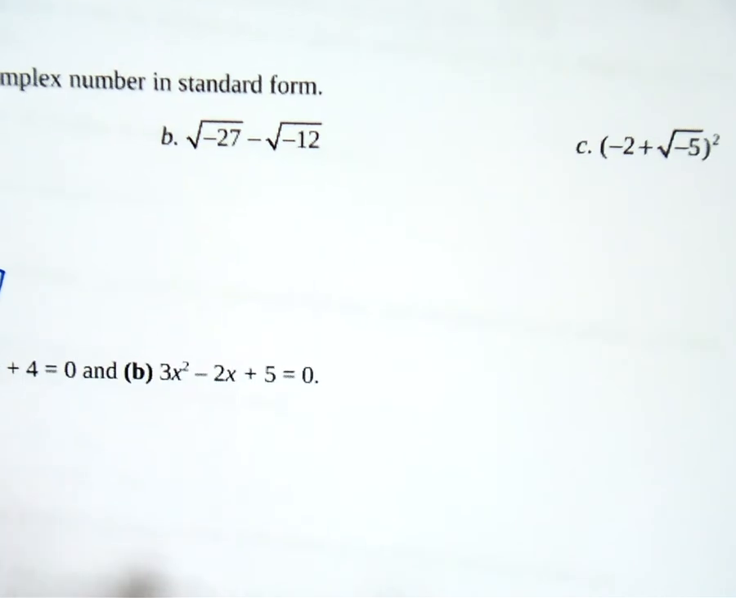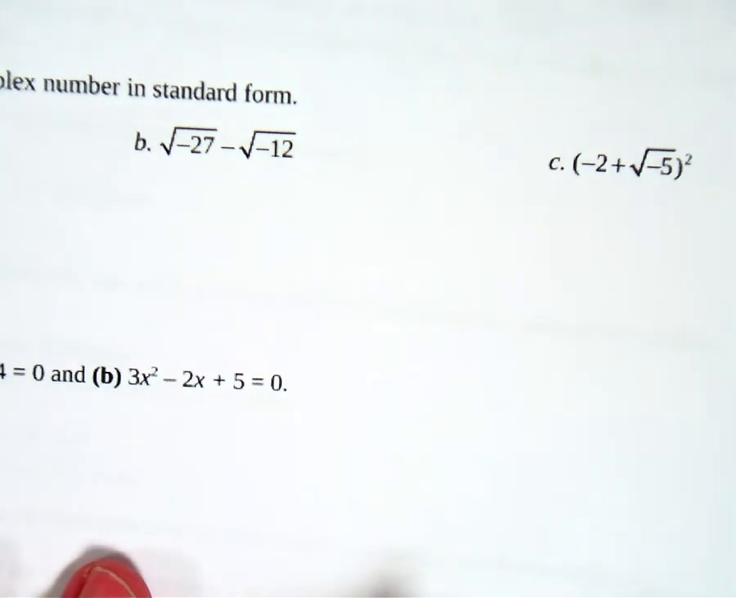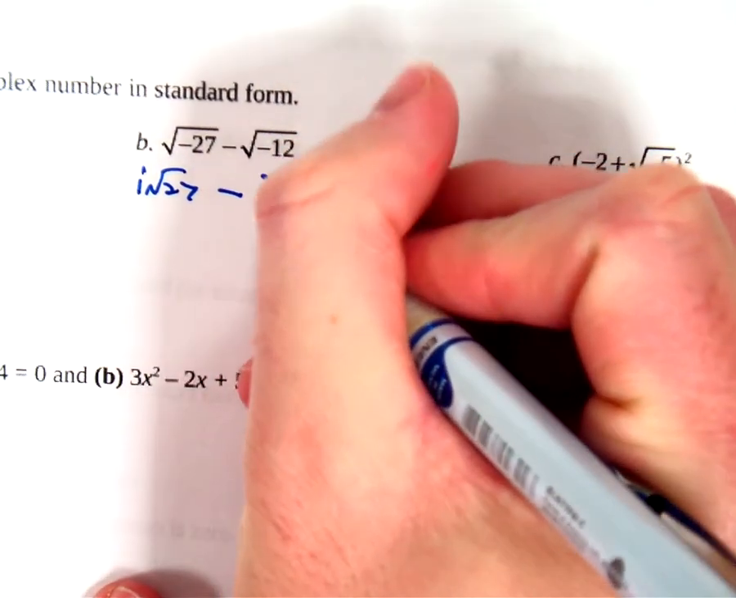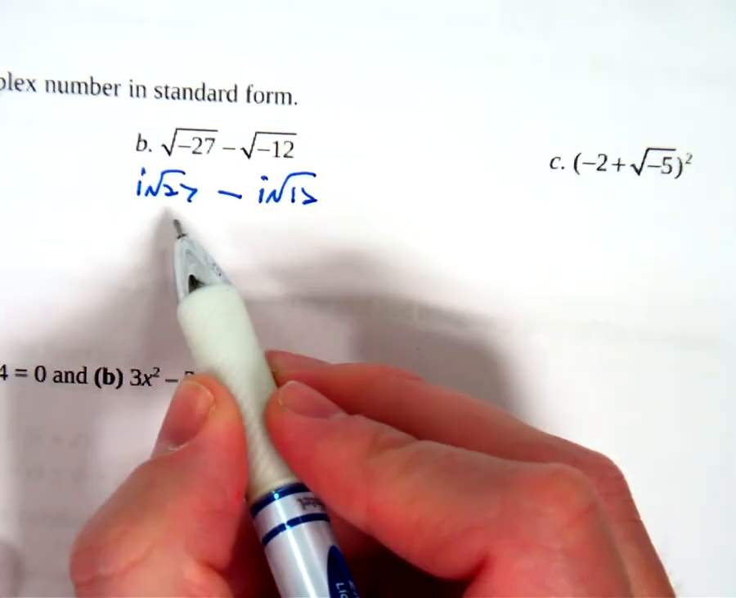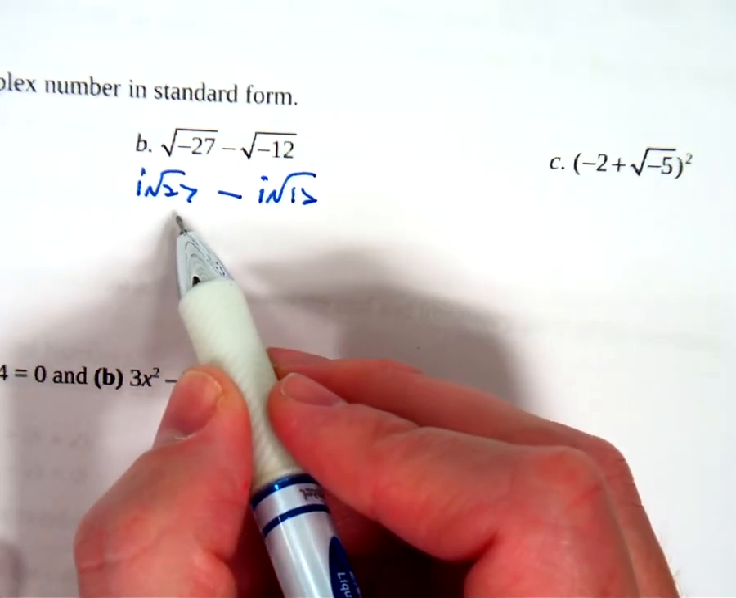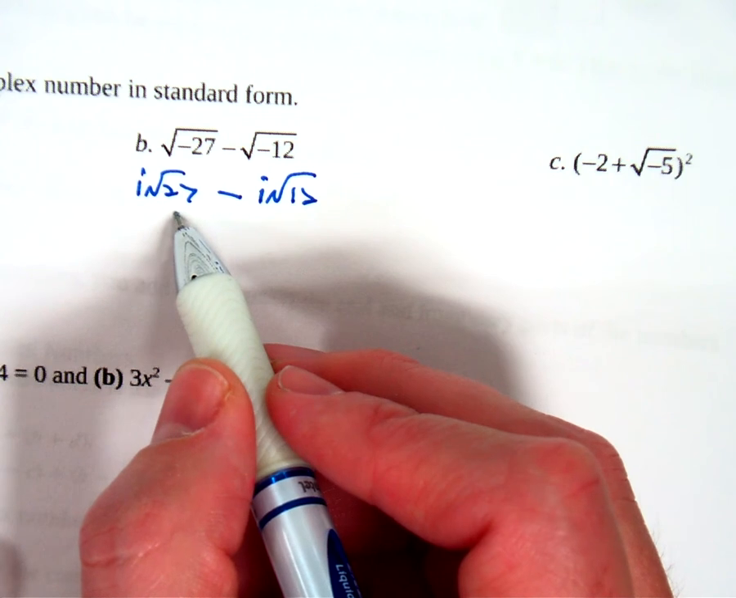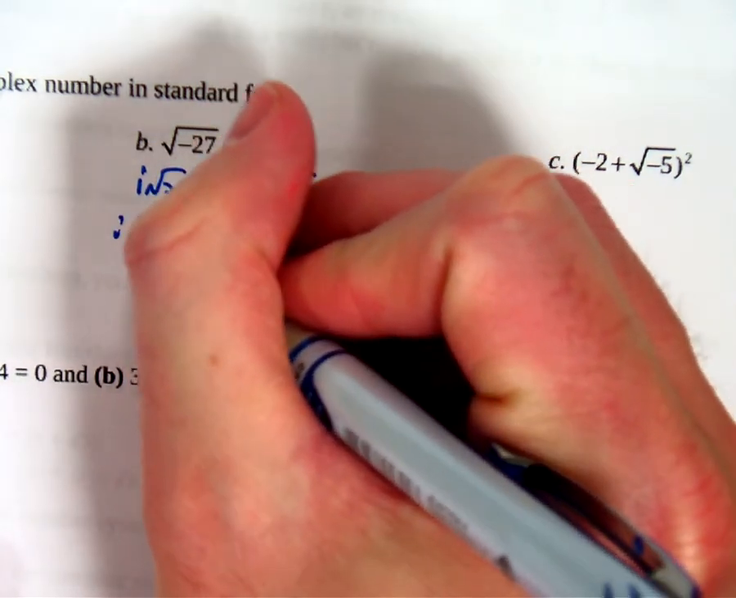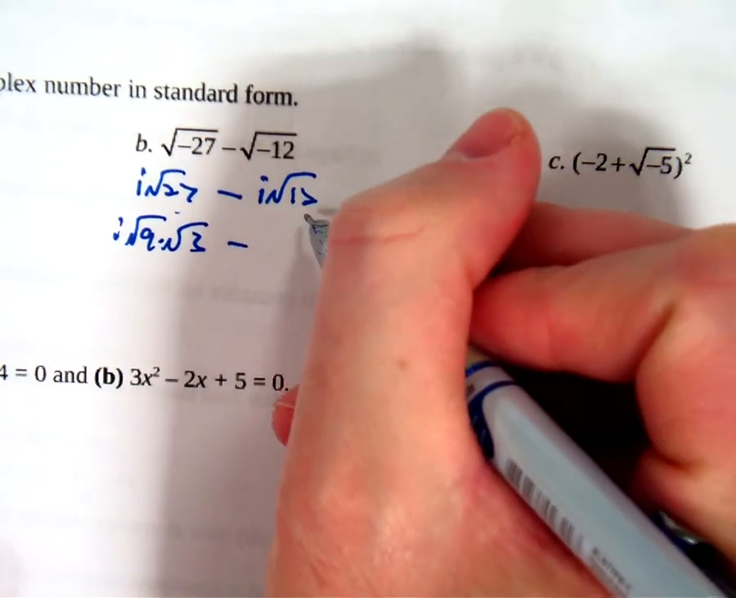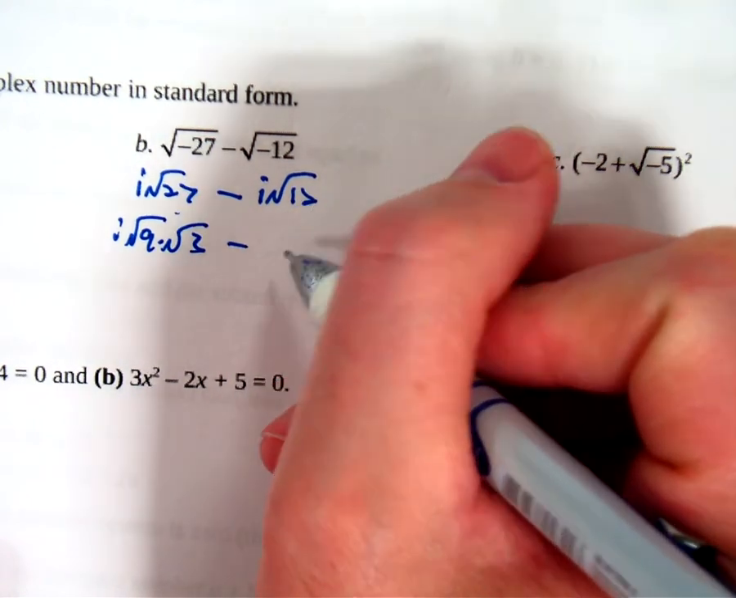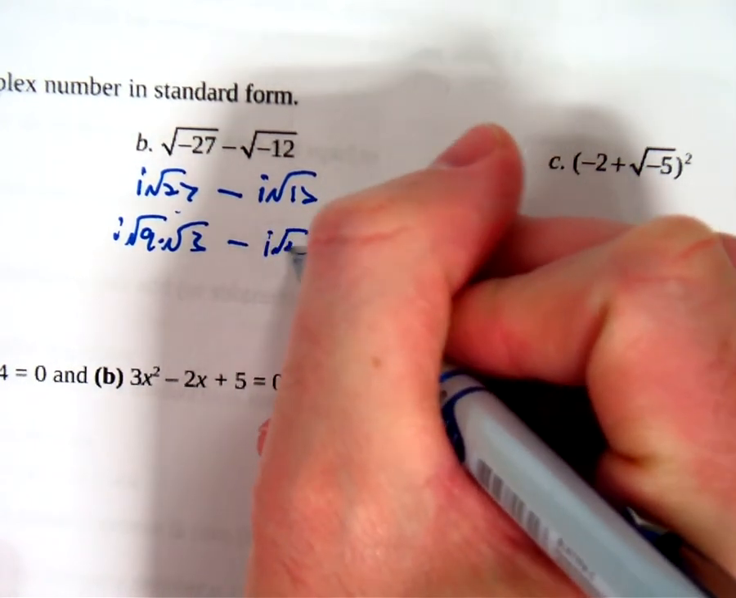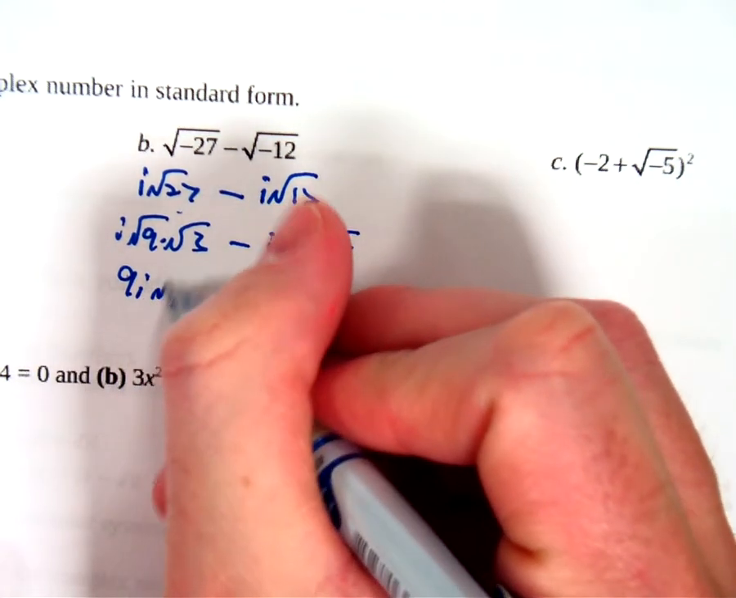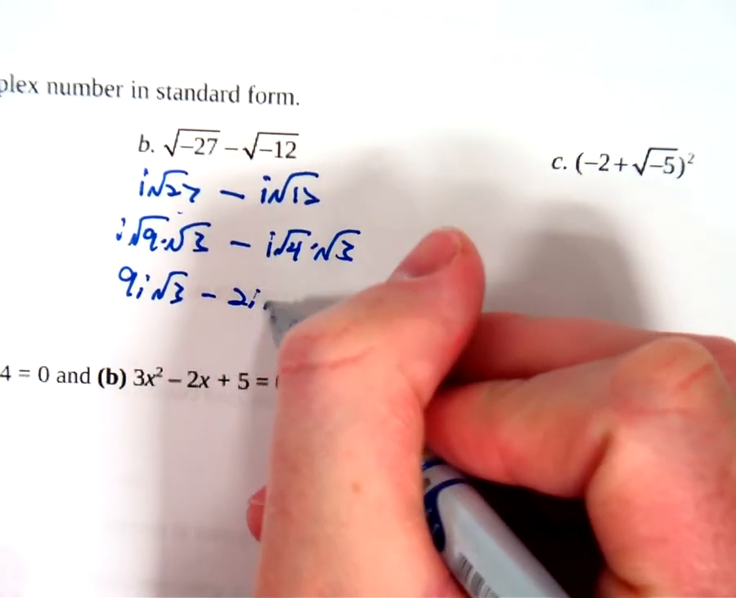Okay, let's try the same thing over here. So we got i square root of 27 minus i square root of 12. What's the biggest perfect square that goes into 27? 9. 9 times 3. And the biggest perfect square that goes into 12 is 4. Okay, so we have 9i radical 3 minus 2i radical 3.